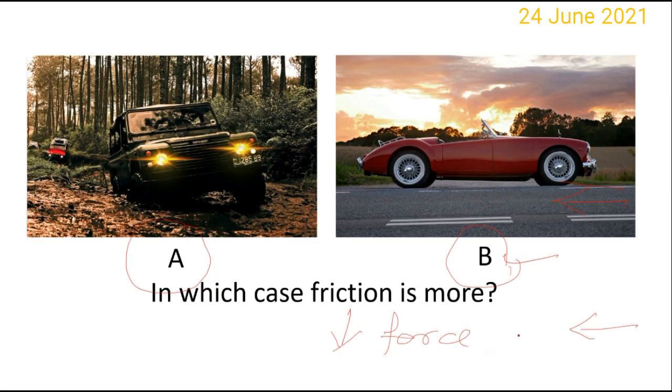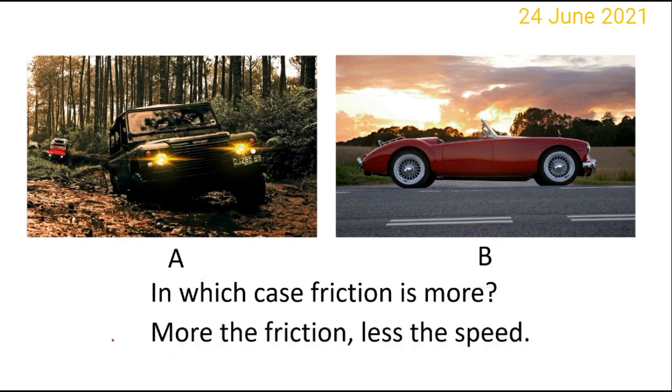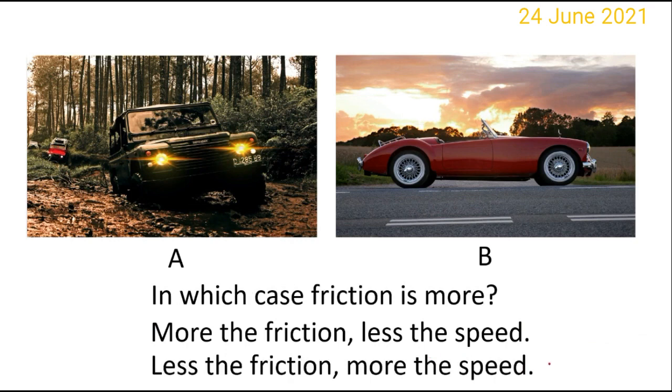Now what you have to answer, in which case friction is more? I know you have understood this situation and got the answer. So what should be the answer? Friction will be more in case A. Here friction will be more, right? When there is more friction, there will be less speed. The vehicle cannot go forward because friction is opposing it. Friction always acts opposite to the motion. So you can conclude here, more the friction, less the speed. So remember this important point. More the friction, less the speed, or less the friction, more the speed.